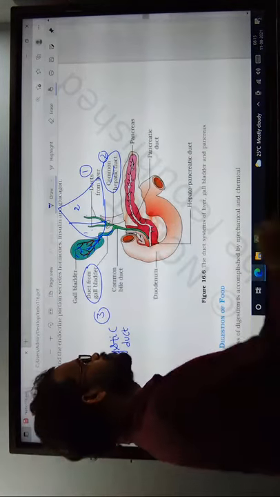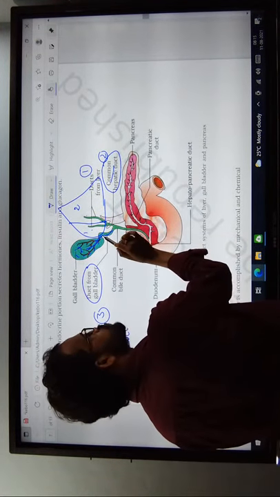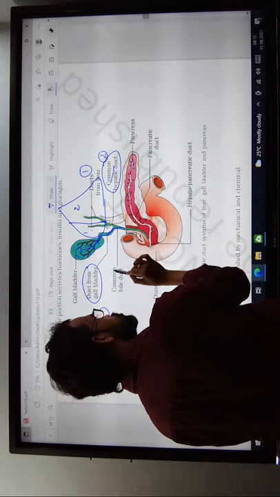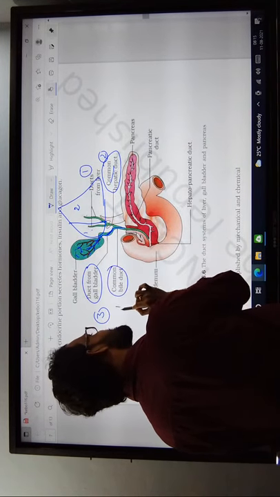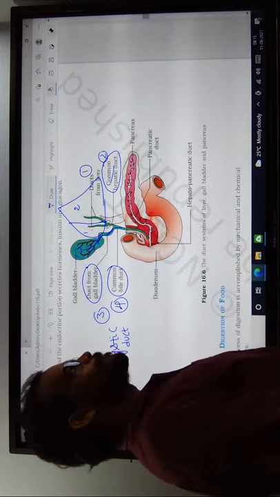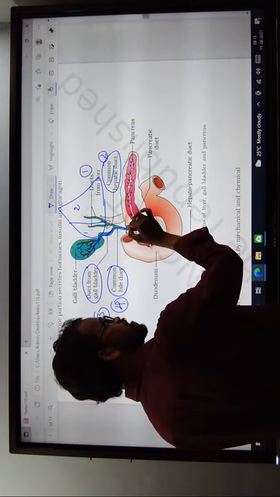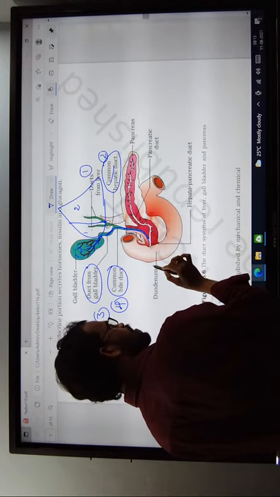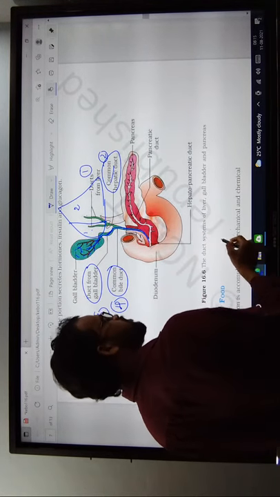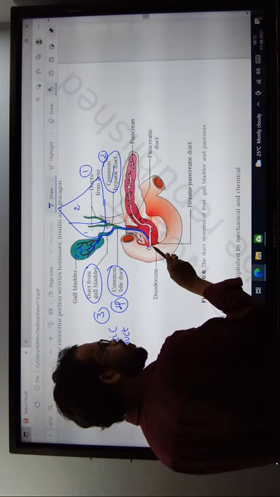Again, this bile juice passes into the common bile duct. Next, it opens into what is known as the sphincter of Oddi.